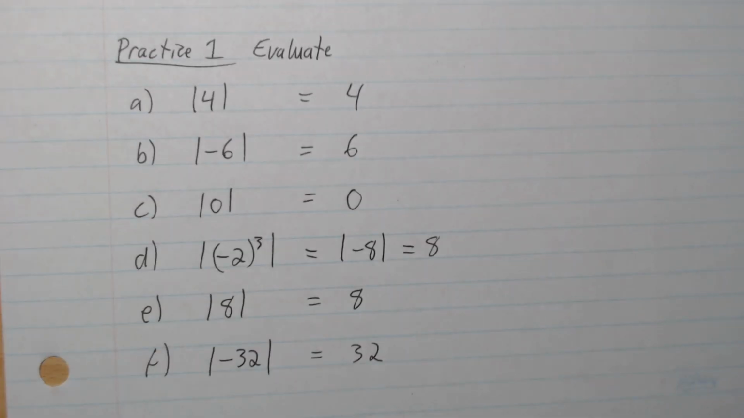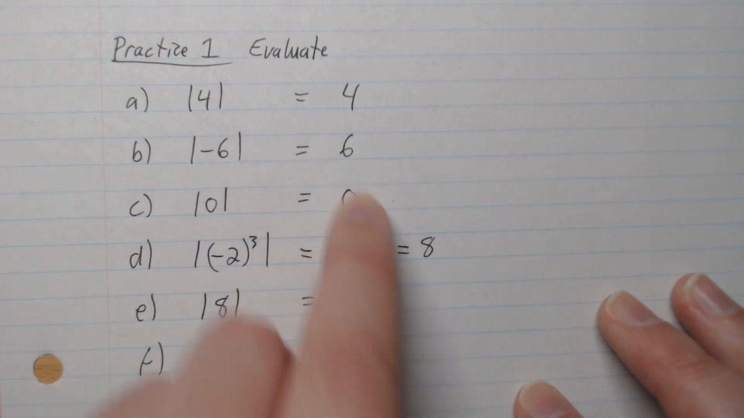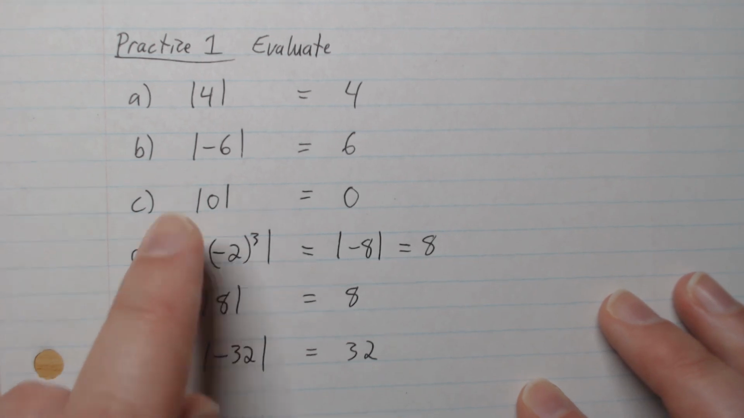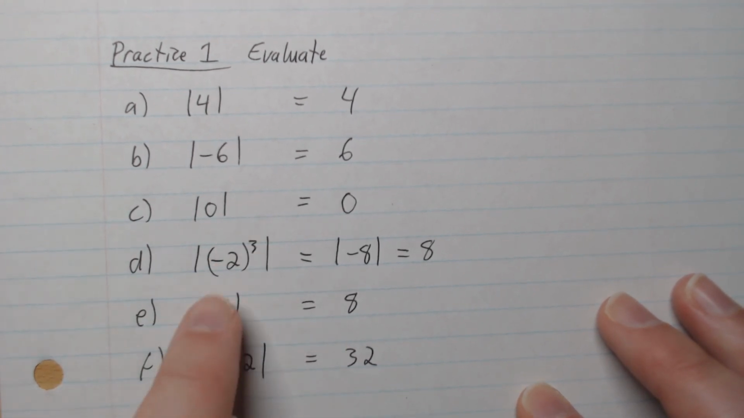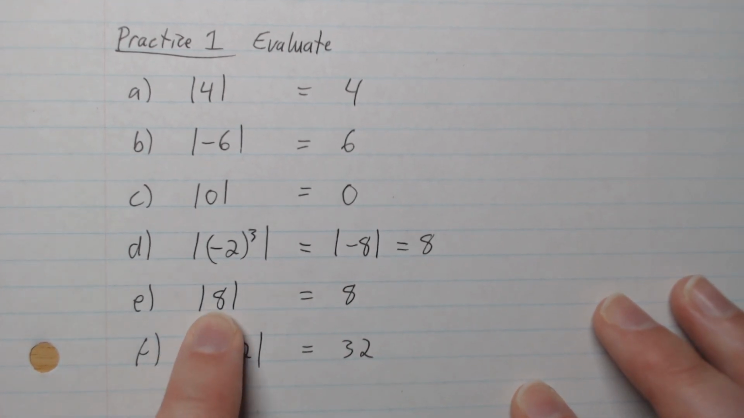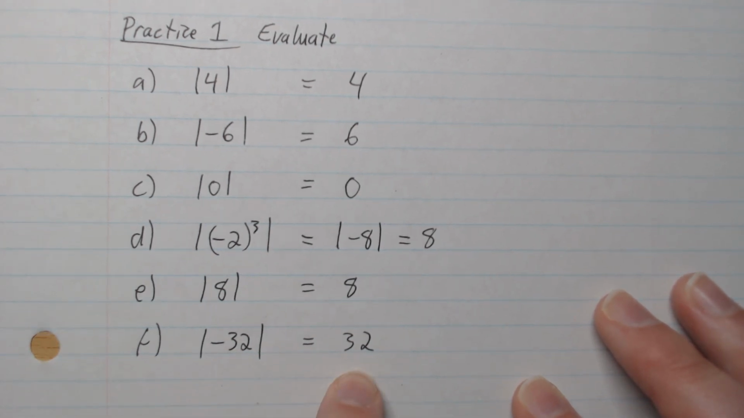Okay, we're back. So absolute value of 4 is 4. Absolute value of negative 6 is 6. Absolute value of 0 is 0. Absolute value of negative 2 to the 3. So negative 2 to the 3 is negative 8. Absolute value of negative 8 is 8 like that. Absolute value of 8 is 8. Absolute value of negative 32 is 32 like that.